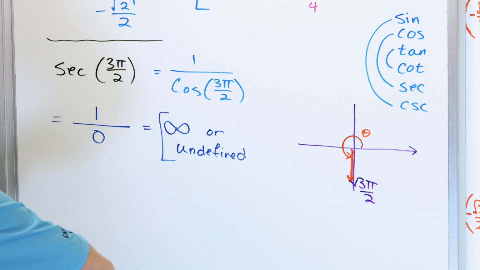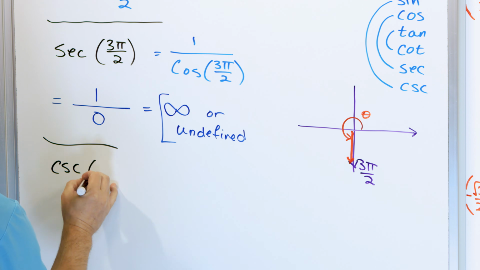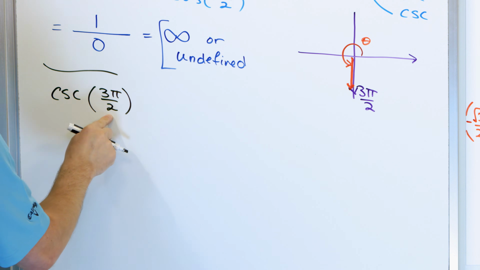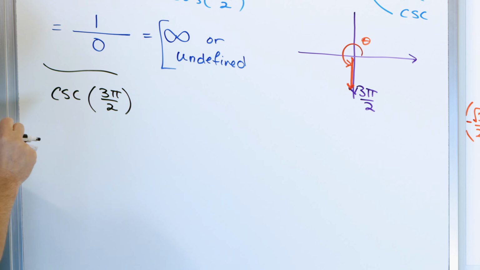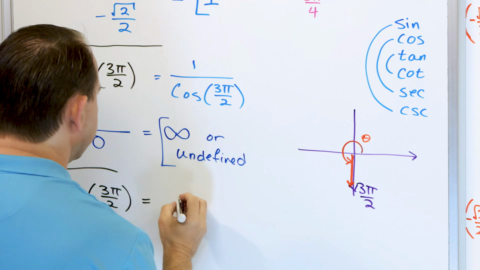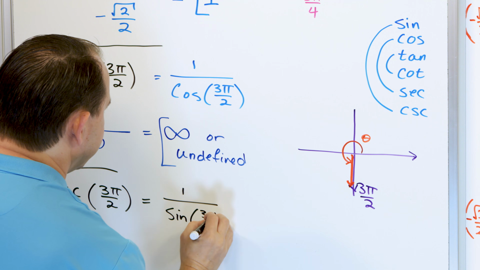All right. So let's check the next guy. Let's take a look at something very similar. What about the cosecant of 3 pi over 2? So it's almost exactly the same thing. It's the same angle, but a different trig function. What is the cosecant? It's 1 over the sine. 1 over the sine of 3 pi over 2.